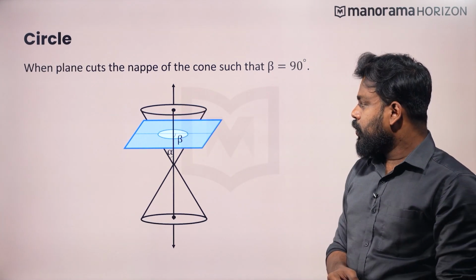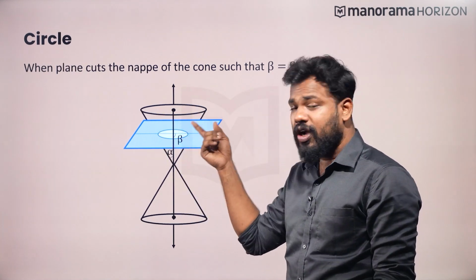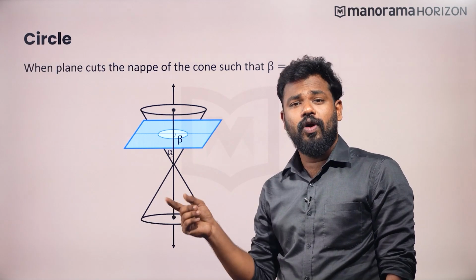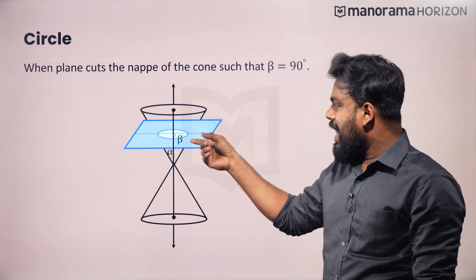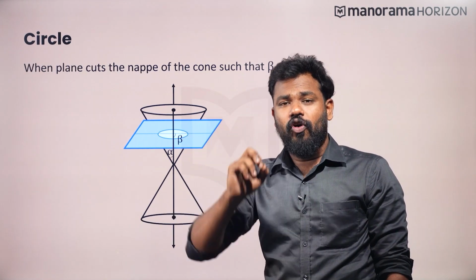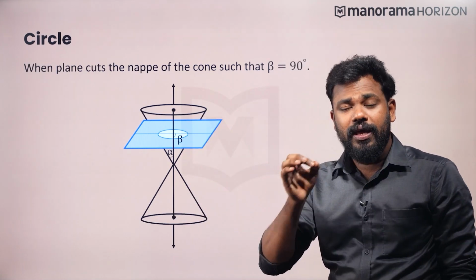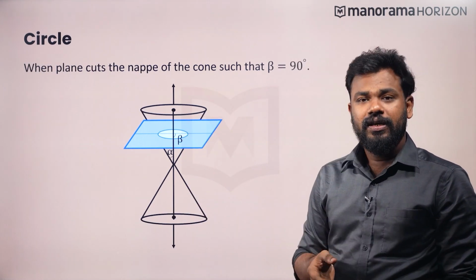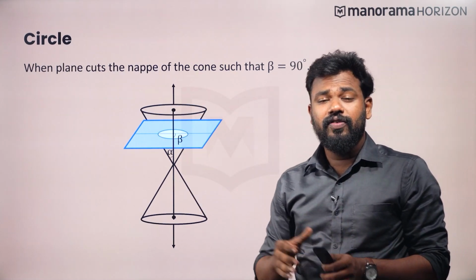And the image looks like this. The plane is cutting the cone, and what is the angle beta formed here? 90 degrees. And if this is 90 degrees, the section formed from that cone will be a perfect circle. So that is how a circle is formed from a cone.